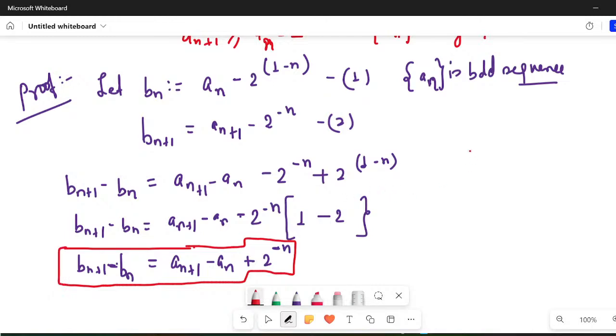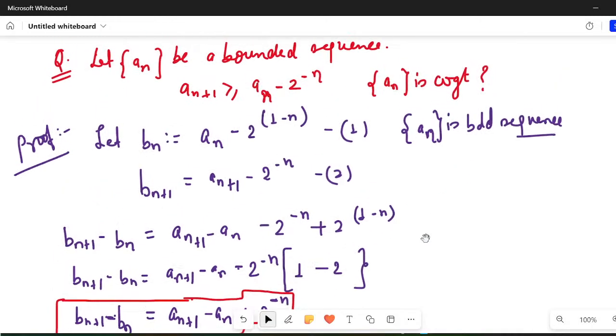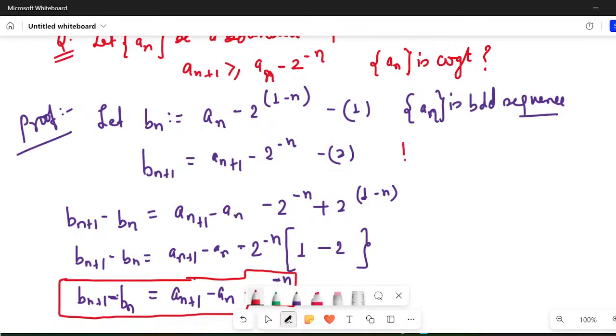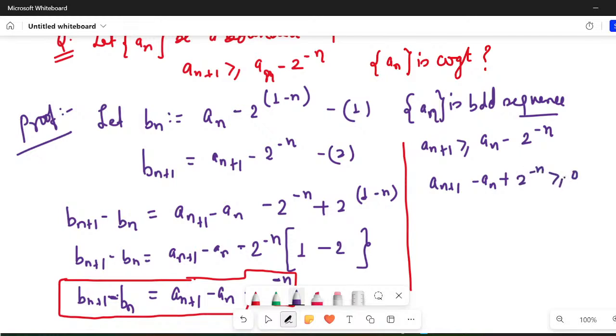Now what has been supplied to me? It has been supplied to me that a(n+1) is given to be greater than or equal to an minus 2 raised to power minus n. If I write it in this fashion, a(n+1) minus an plus 2 raised to power minus n would be greater than 0. It is given to be this only. So if a(n+1) is greater than or equal to an minus 2 raised to power minus n, what does it imply? It implies that a(n+1) minus an plus 2 raised to power minus n would be greater than or equal to 0.